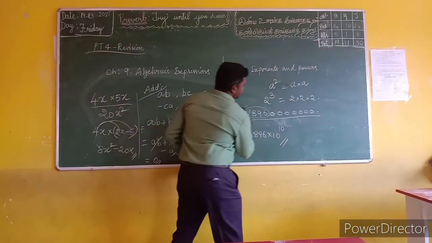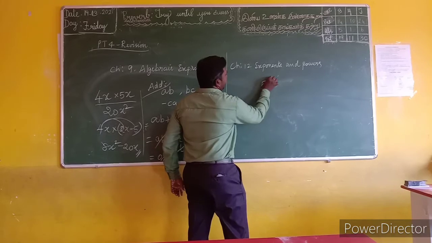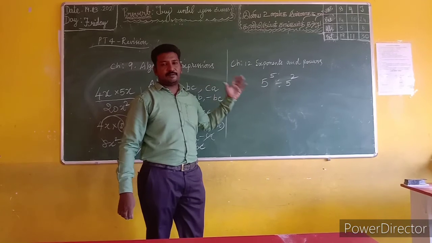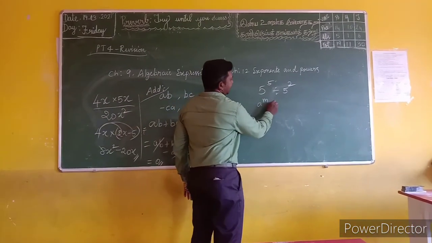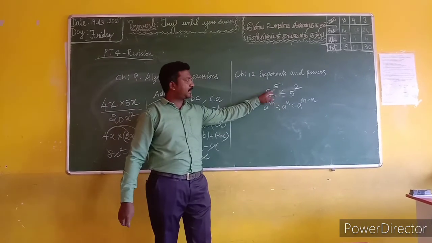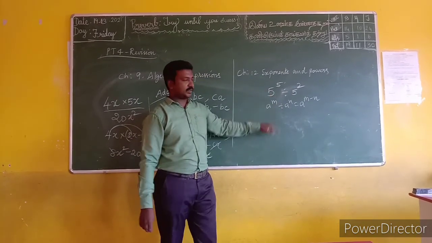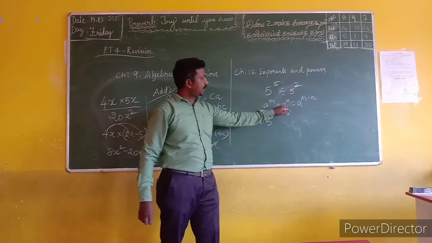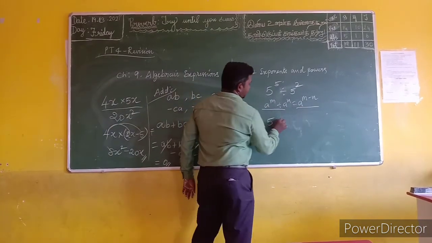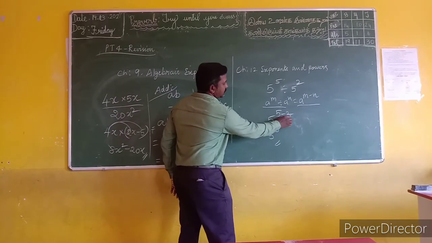For example, 5 power 5 divided by 5 power 2. How can we solve this? We know that formula, that is a power m divided by a power n is equal to a power m minus n. See the difference between the powers. What is the similarity? The base. Base is the same. That is 5. So we are going to subtract the powers alone. What is here? 5 minus 2. According to the formula, you can subtract the powers alone. That is 5 power 3. 5 minus 2 is 5 power 3.